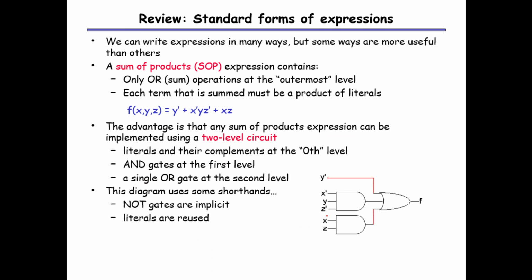We have the standard forms of expression. We can write an expression in many ways, but some ways are more useful than others, of course. We have SOP, sum of products, and POS, product of sums. The sum of products expression contains the OR operation at the outermost level, and each term in the sum must be a product of literals. For example, F of x, y, z is equal to y prime plus x prime y z prime plus x z.